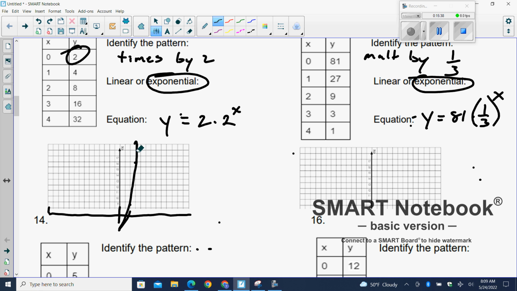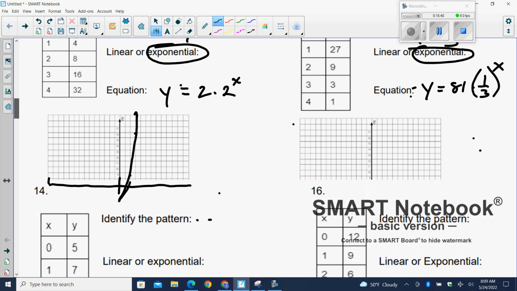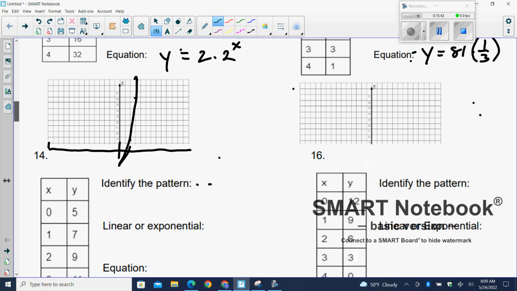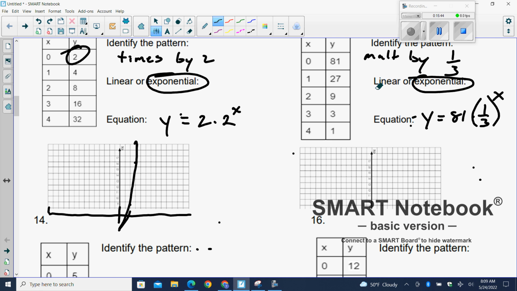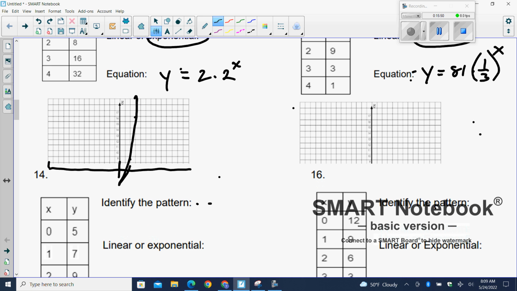1 is 27. I got the same problem. Shoot. We'll talk about this in class. When it's 1, it's 87. 0 is 81. 1 is 27. 2 is 9. So my 2 being 9 can sit right here.